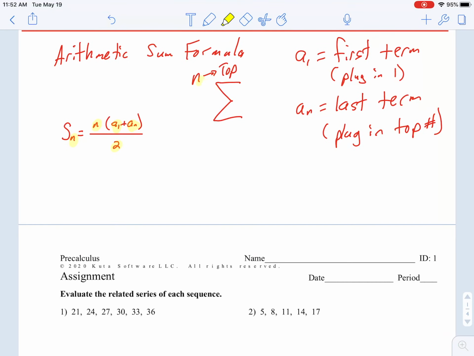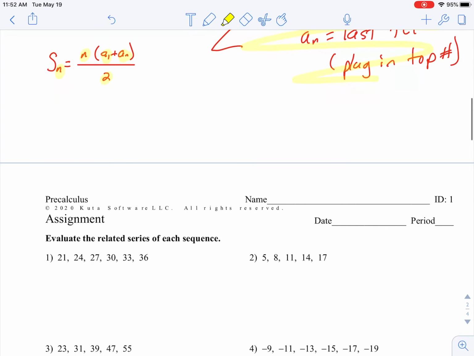When you're doing a problem that's written as a list, you don't have to worry about any of this stuff. So we'll do a couple of those and use that formula and hopefully see how easy it is. So the sum of n numbers equals n times a1 plus a n, all over 2.